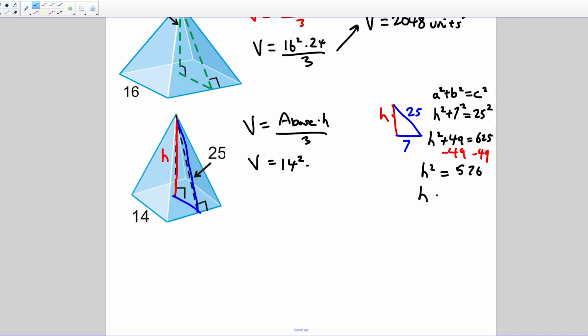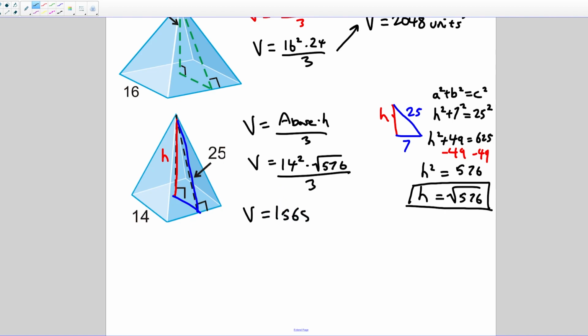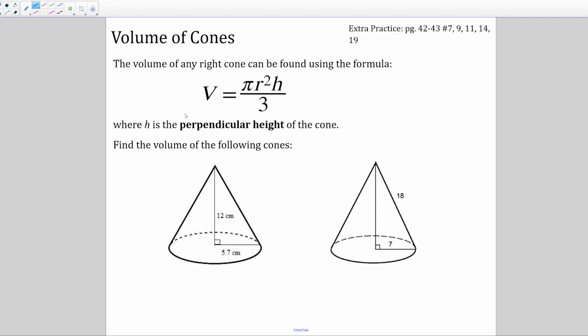So once I take the square root of both sides, I get h is equal to the square root of 576. So let's plug this into my formula, 14 squared times the square root of 576, and we're dividing that by 3. So when I plug this into my calculator, I ended up getting an answer of 1,568 units cubed.